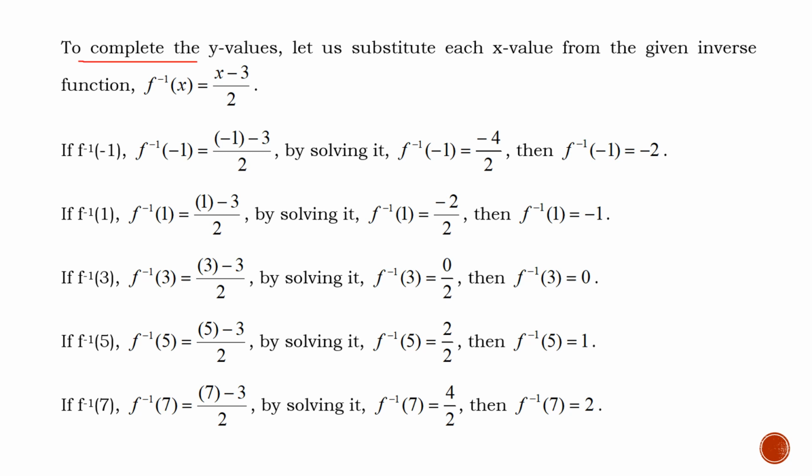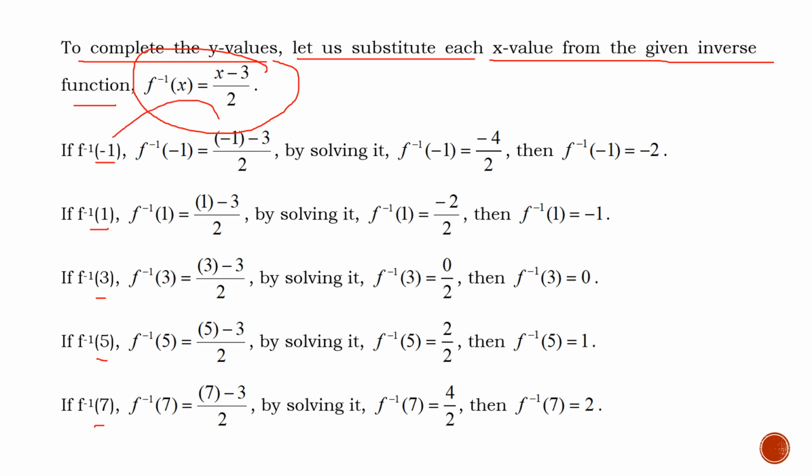So for us to complete the y values, let us substitute each x value from the given inverse function, which is f raised to negative 1 of x is equal to x minus 3 over 2. Now, as you can see here, we just simply substitute negative 1, positive 3, positive 5, and positive 7 to our inverse function. So we substitute negative 1 to your variable x here. Then the resulting value is negative 4 over 2. If we simplify this one, this will be equal to negative 2.